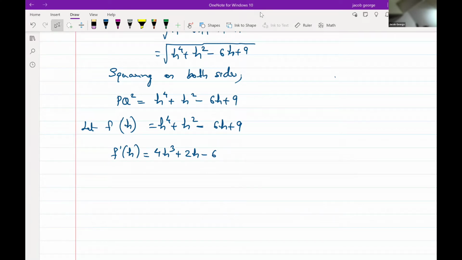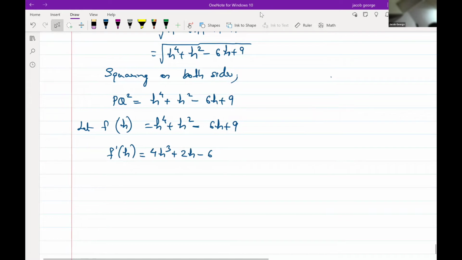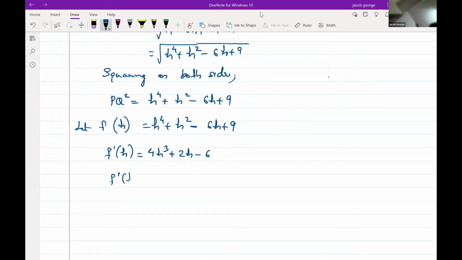Now you will equate it to 0 and find out the value or values of the variable h. Now let f dash h is equal to 0, which implies 4h cube plus 2h minus 6 is equal to 0. Are you following it? Did you reach till the step, children?